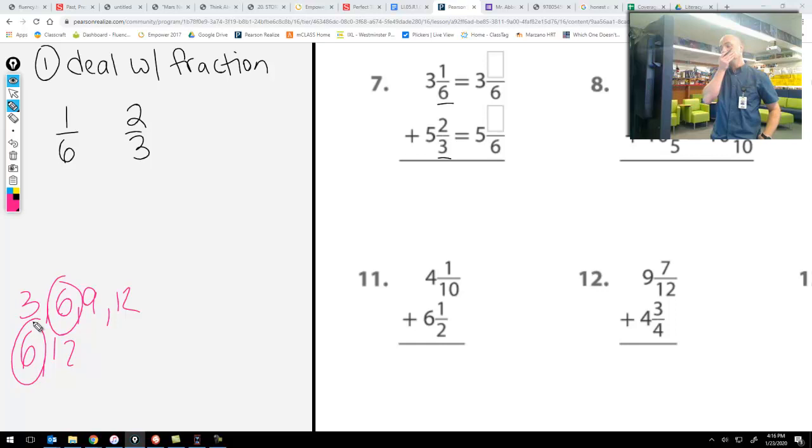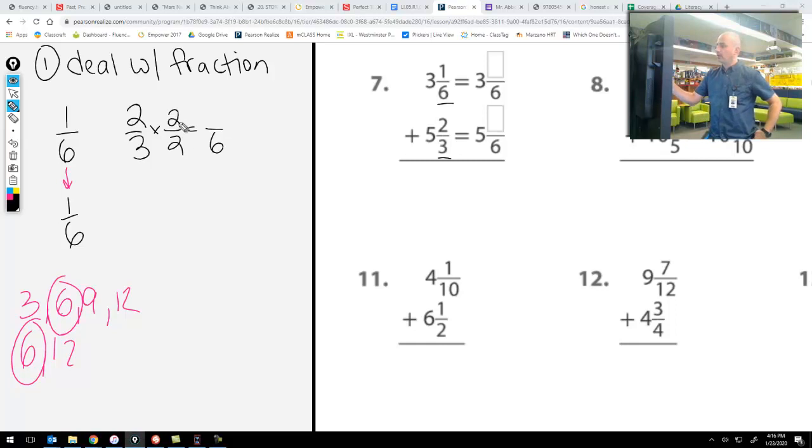Now, obviously I see my 1/6. I don't need to do anything to that. I can just go ahead and move it down, and that becomes 1/6. But the 2/3 here, I need to turn that into sixths. So I need to multiply it by something to get sixths. I say 3 times what is 6? Well, 3 times 2 is 6.